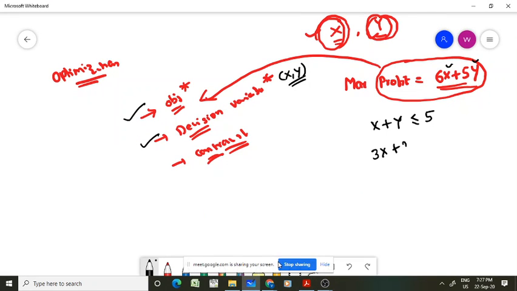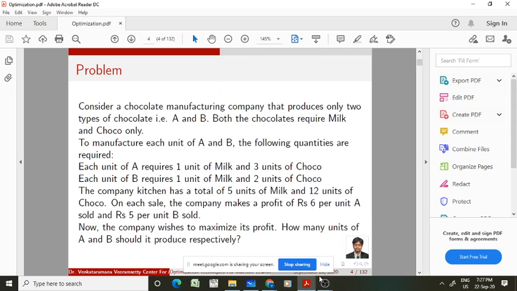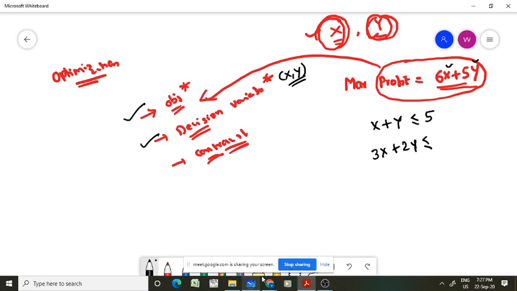So 3X plus 2Y must be less than or equal to the total number of choco units available, which is 12 units. So 3X plus 2Y must be less than or equal to 12. And definitely X is the number of A type chocolates and Y is the number of B type chocolates.